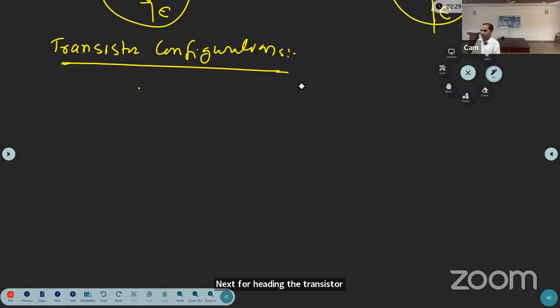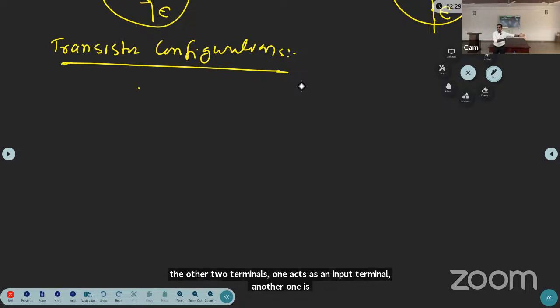In these transistor configurations, two terminals act as the input terminals and two terminals act as the output terminals. So for input and output we require a total of 4 terminals, but our transistor has only 3 terminals. So in these 3 terminals, one terminal is common for the input circuit and the output circuit. One terminal out of the 3 is the common for both, and of the other 2 terminals, one acts as an input terminal and the other acts as an output terminal.